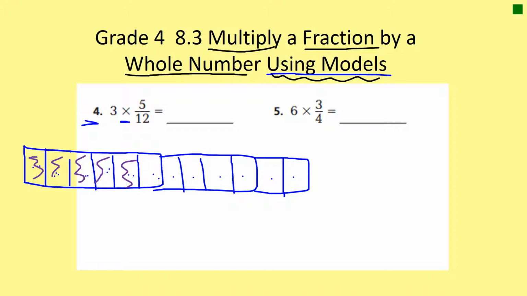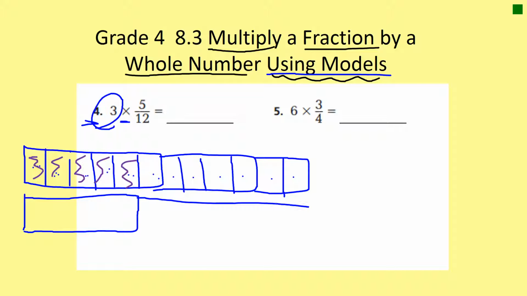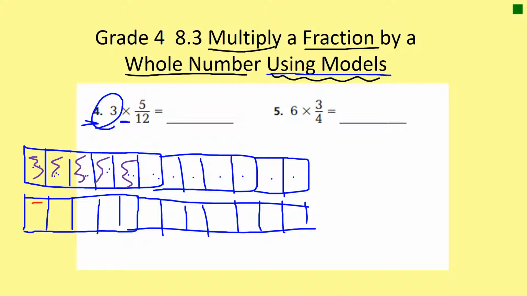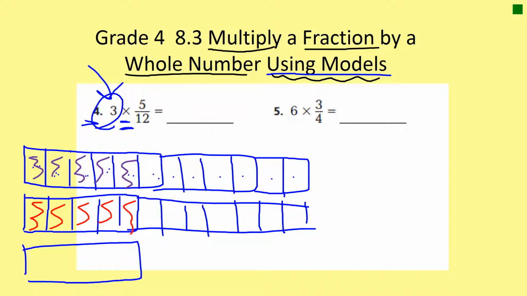Now, I have 3 sets of those 5/12. You can just visualize the other twelfths. But we're not talking about those. We're talking about these first 5/12, right? 1, 2, 3, 4, 5. And then a third set of 5/12. 1, 2, 3, 4, 5.